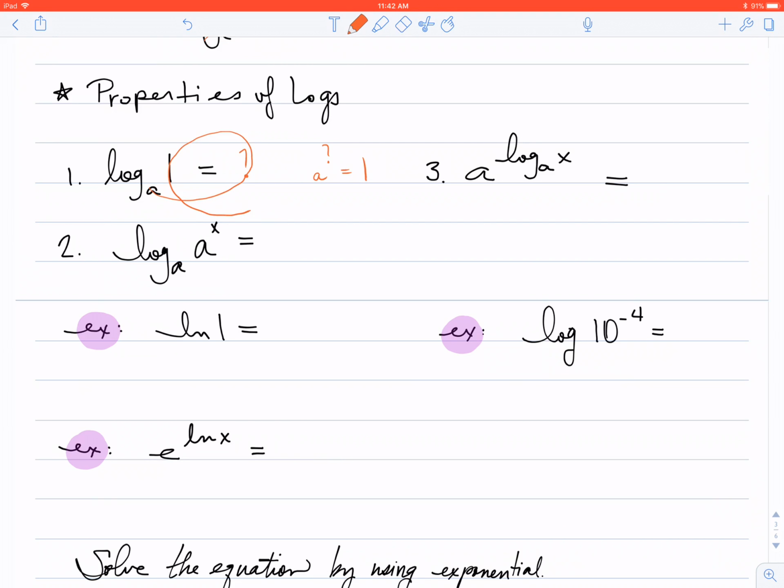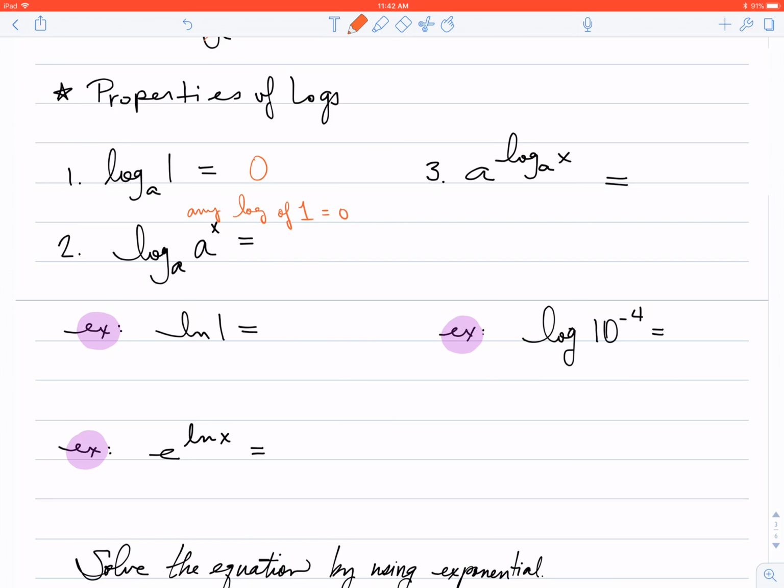This goes back to the 5-2 video where anything to the 0 power is equal to 1. So that question mark then is going to get replaced by 0. Anything to the 0 power is 1. That's the same thing as saying any log of 1 is equal to 0.